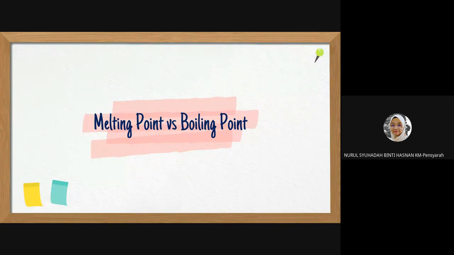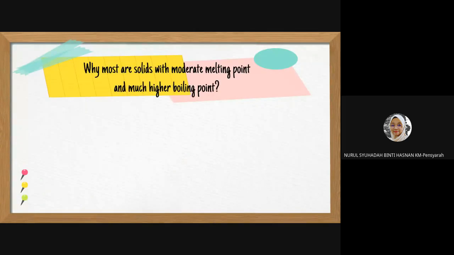Okay, so dalam nota awak dia tulis kat situ, okay, why most are solid with moderate melting point and much higher boiling point. Okay, so by right, macam saya bagi tahu tadi, untuk melting point, melting process is from solid to liquid and boiling is from liquid to gas. Sorry, dekat sini saya padam. Okay, daripada liquid kepada gas. Okay, melting point tinggi, tapi boiling point akan jadi lagi dan sangat tinggi.